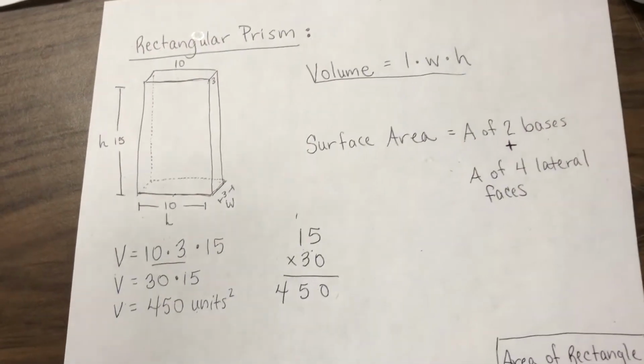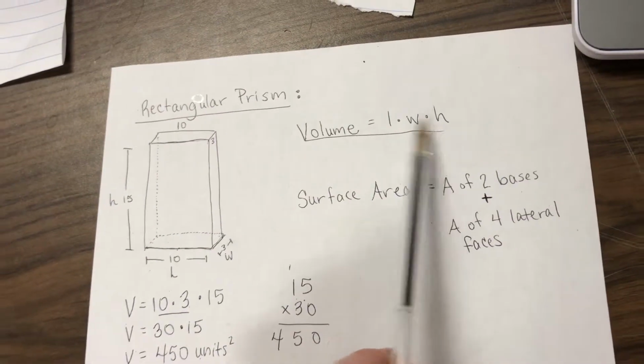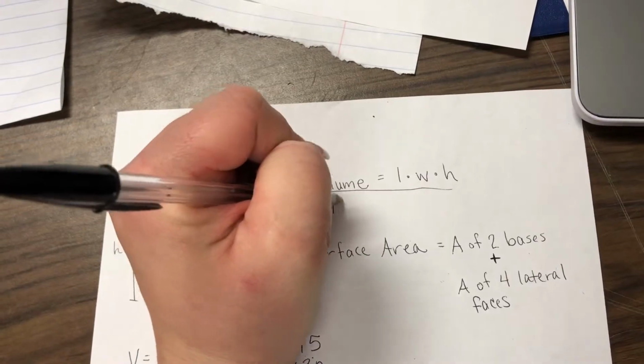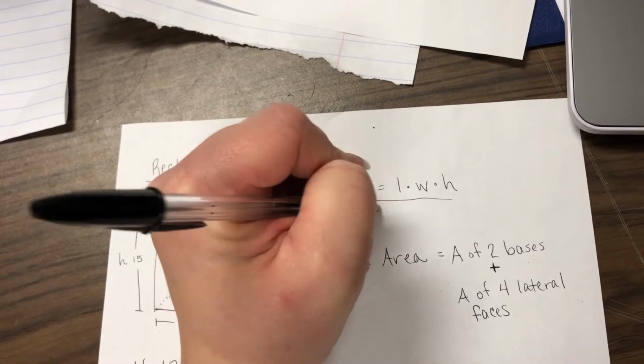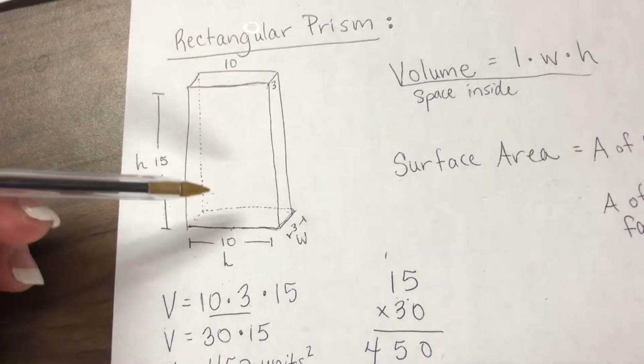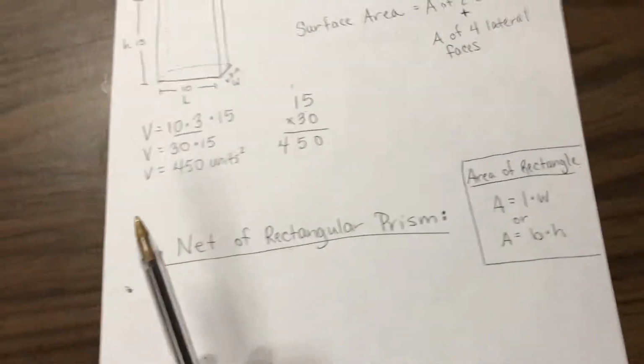So again, volume of a rectangular prism is super easy. Multiply 3 values: the length, the width, and the height. Volume is the space inside. So if I were going to fill this up with liquid, how much liquid would it hold? Well, it would hold 450 square units of liquid.